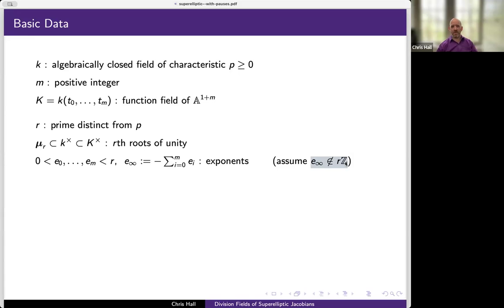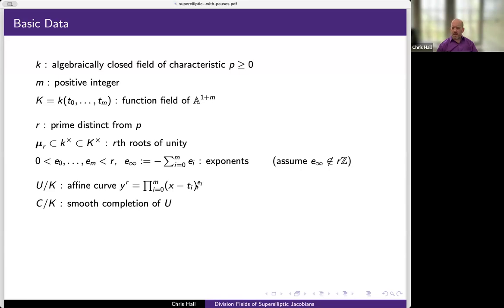Otherwise, with that data fixed, we've got what we need to introduce some geometry. So the first thing I'm going to do is introduce this affine curve. It really has a different name, not hyperelliptic. And it's a very nice form, right? It's y to the r equals some polynomial in x. And you can see, of course, that the e_i are actually appearing as exponents as I claimed they would.